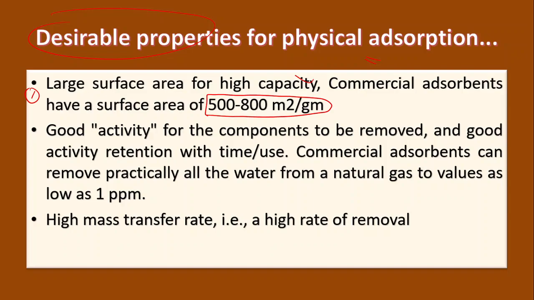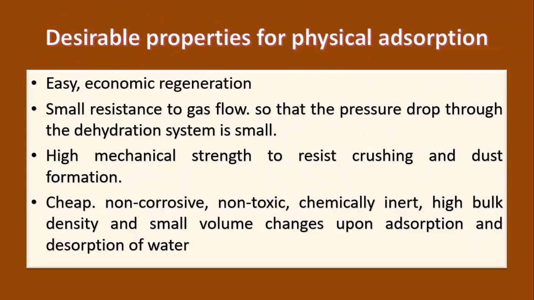Second is good activity for the components to be removed, and good activity retention with time or with use. Commercial adsorbents can remove all the water from natural gas to as low as 1 ppm by volume. So, the very low concentration of water will be left in the natural gas. The third is a high mass transfer rate in the physical adsorption process. If there is a high mass transfer rate, then a high rate of removal is possible. And the next is that easy, economic regeneration is possible.